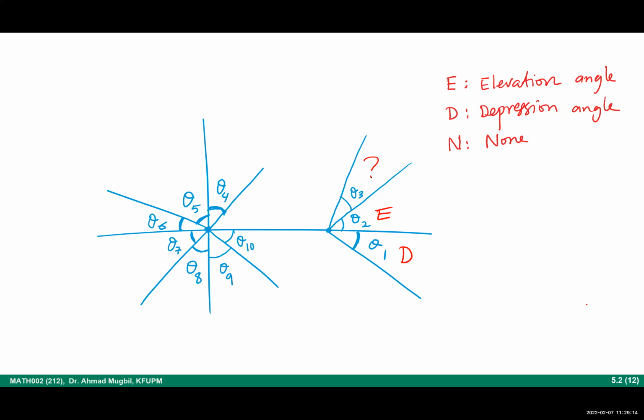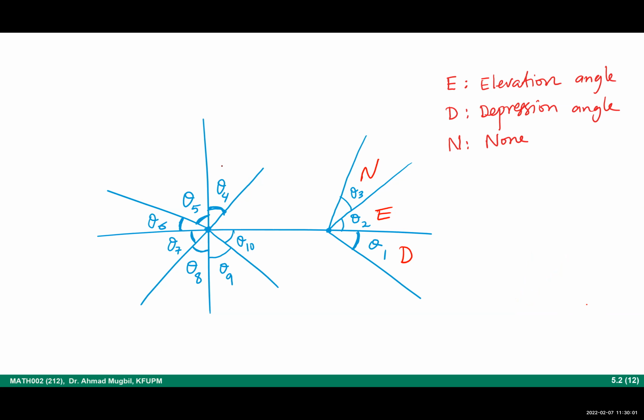None. It is none. Why? No problem. Why did you think that it is none? I think it's up toward. There is a reason. You are right, by the way. It is none. Why? Who can justify that, please? There is no horizontal line. Two sides, none of them is horizontal. So there is no level of the eyes of the observer here. If it is depression, where is the line of sight? Where is the horizontal line? There is no horizontal line here. So this is none. What about theta 4, please?